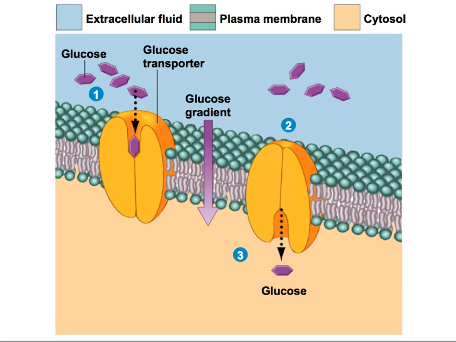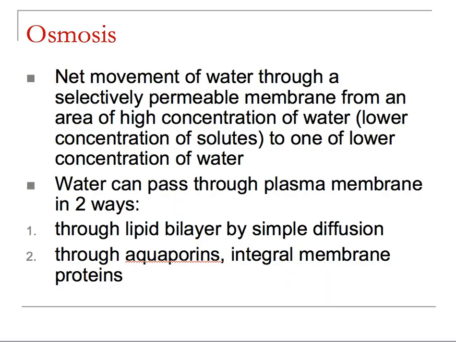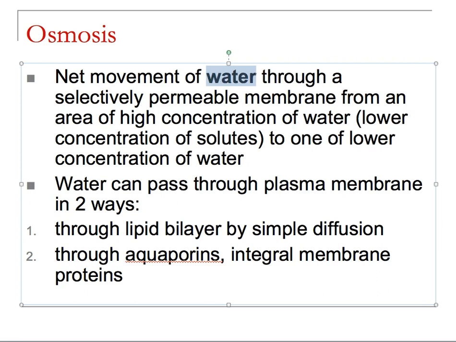We also need to remember that anywhere a solute will travel, the solvent will follow. And the solvent for everything inside of our body, primarily, shouldn't say everything, okay, is water. The net movement of water through a selectively permeable membrane from an area of high concentration to an area of low concentration is going to increase the total amount of water inside of that space, right?